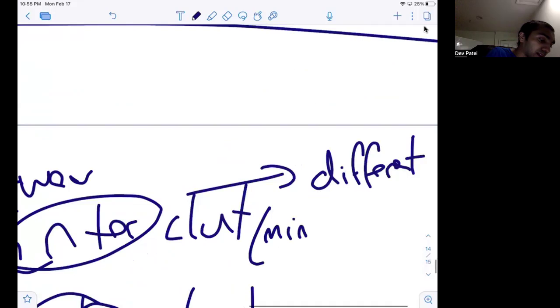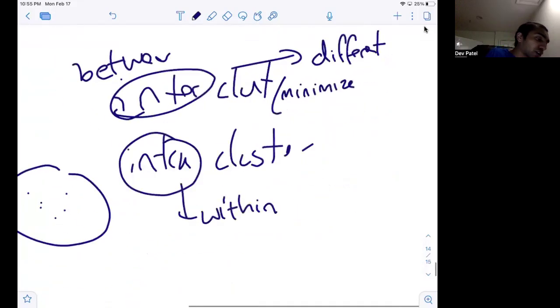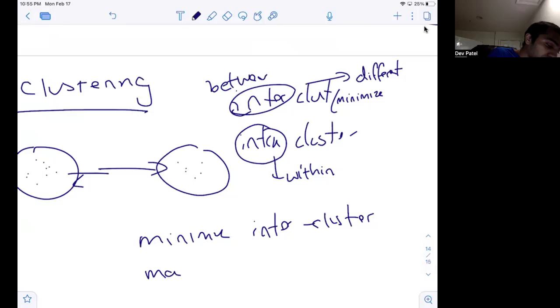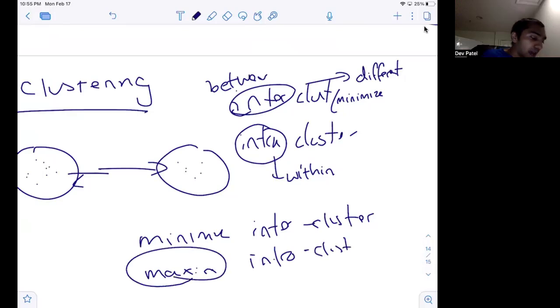So we want to minimize inter-cluster similarity, and we want to maximize intra-cluster similarity. We want to maximize how close together the points in each of the clusters are, but then minimize how similar the clusters themselves are from one another. So we want to have distinct clusters, but within those distinct clusters, we want to have closely grouped together data points. And so that's this entire idea of inter and intra cluster similarity.